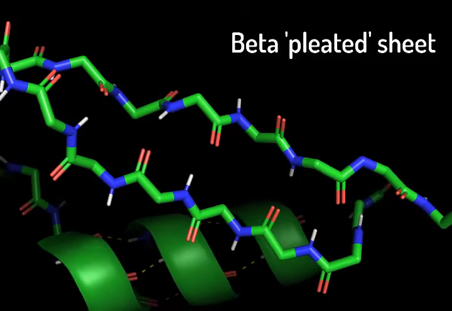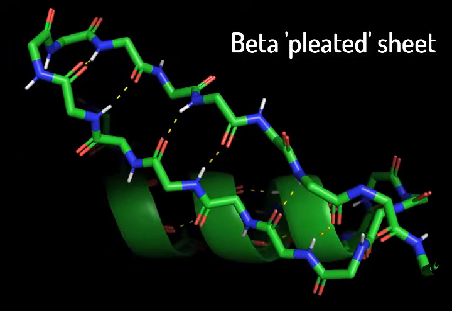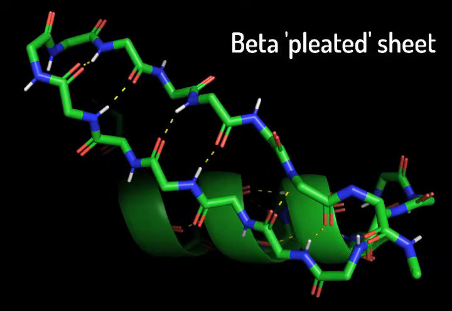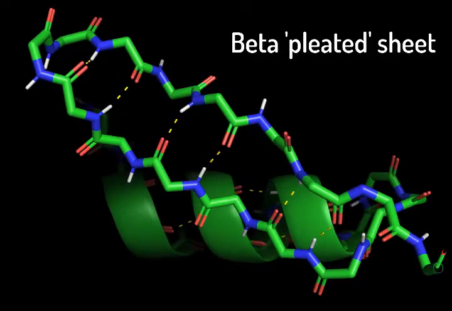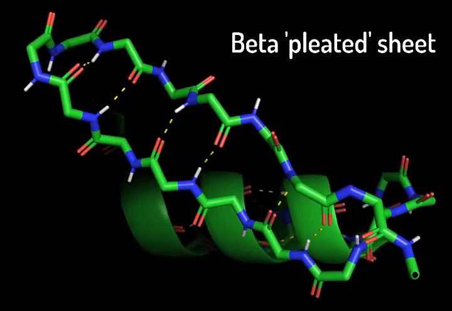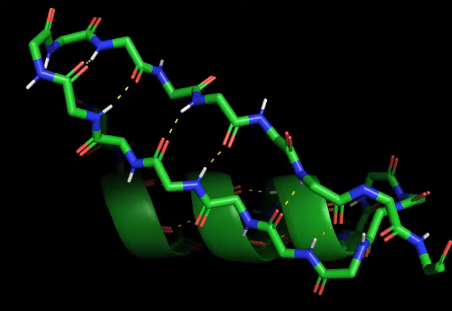Beta sheets are again stabilized by a great many hydrogen bonds between carbonyl oxygens and amide hydrogens. But in contrast with the alpha helix, where these are 4 residues apart, in a beta sheet they may be very many residues apart, and they may even be in different protein molecules altogether.